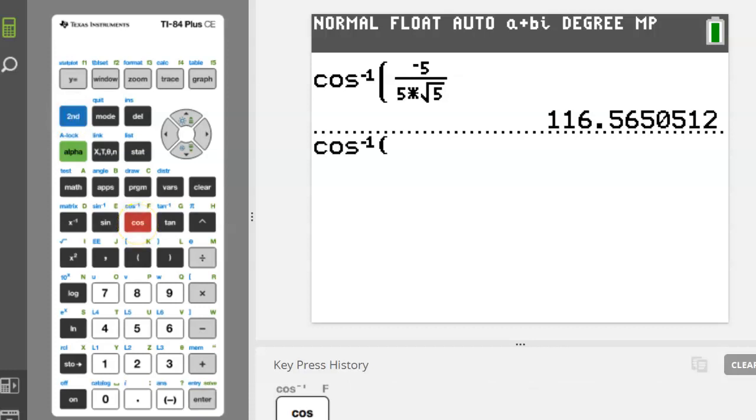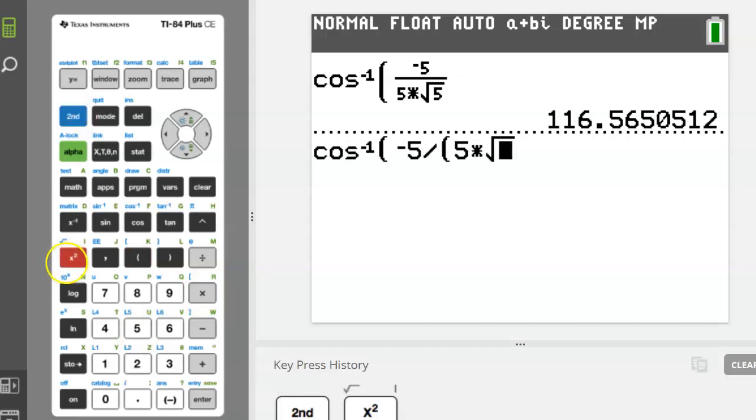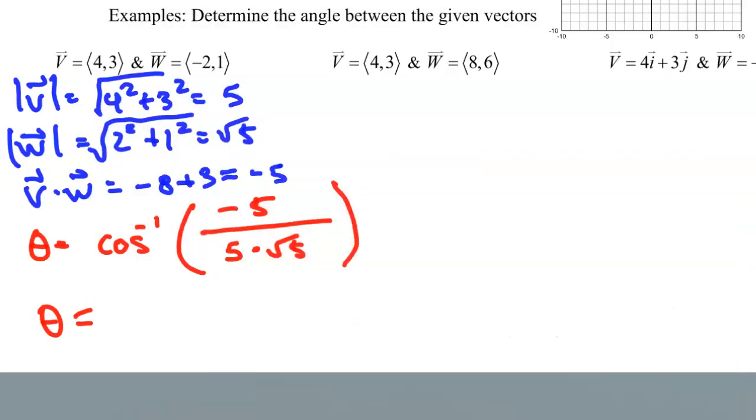Now, if you don't have that very special fraction key, you're going to have to do inverse cosine of negative 5 divided by, and when you do this slash, you have to put parentheses around the whole denominator, 5 times radical 5. You see I get the same results. You got to make sure, if you're not going to use that special fraction key, you have to put parentheses around the denominator. I get 116.6 degrees. Okay? That's problem number 1.